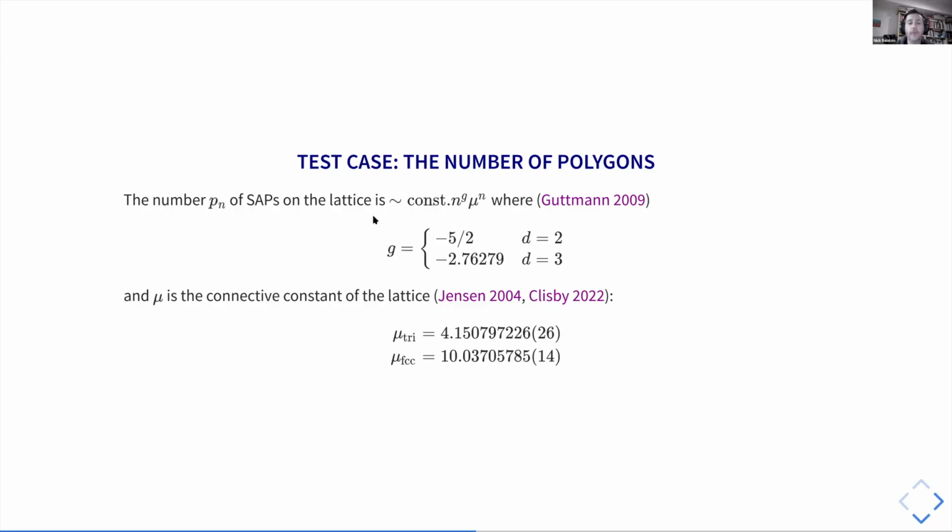In 2 or 3 dimensions, we expect that the number of polygons scales like this, where mu is some number, the connective constant, which depends on the lattice. So on the triangular lattice, it looks like this. On the FCC lattice, it looks like this. And g is an exponent, which in 2 dimensions is expected to be -5/2, and in 3 dimensions it's some other number. We're not sure, but we have a good estimate.